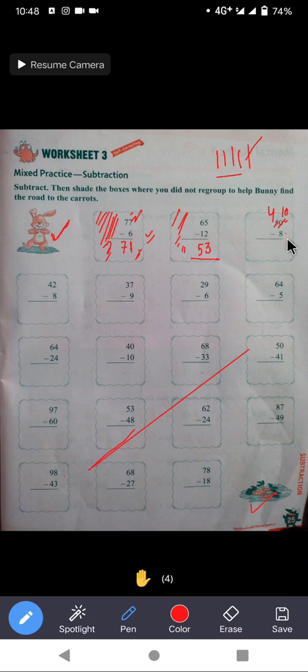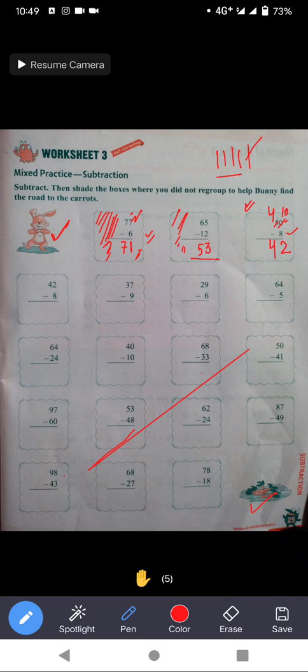Now 10 minus 8, so we can easily subtract 8 from 10 now. 10 minus 8 is 2, we will write 2 at one's place. Now 4 we will write as it is. Here we have done regrouping, that's why we will not shade this box. Like this you have to solve, and the boxes in which you have not regrouped, you have to shade, and you will get a road.